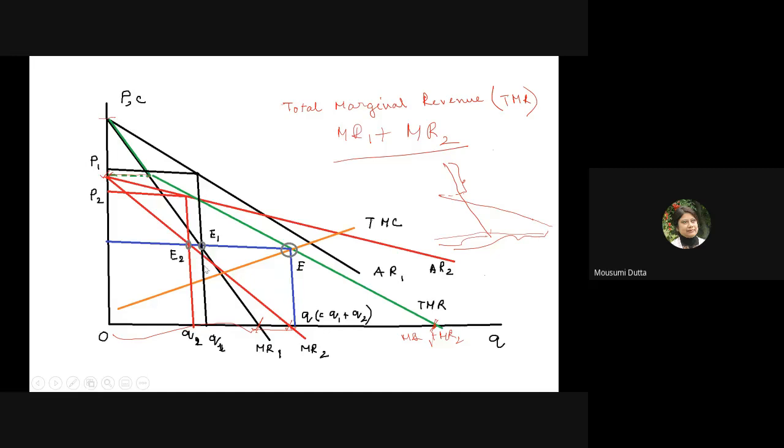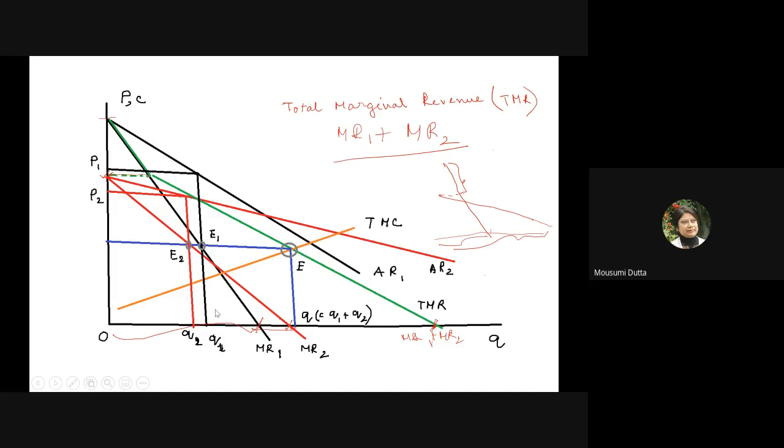From E1, I am dropping a perpendicular along the Q axis and getting Q1, where MR1 has been equated to MC. We are marking Q1. This is the profit maximizing output in market 1. Mathematically also, you are doing the same thing. You are equating MC with MR1 and finding the profit maximizing output of firm 1. In the similar fashion, you are marking the profit maximizing output of market 2.